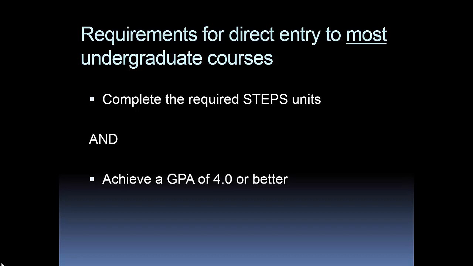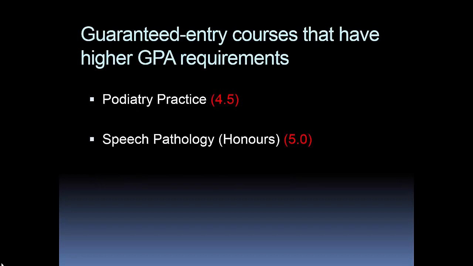Now, the requirements for direct entry to most undergraduate courses is that you complete the required STEPS units and achieve a GPA of 4.0 or better. So that's a pass average or better. Now, there are a couple of guaranteed entry courses that have higher GPA requirements. So podiatry practice and speech pathology honours have slightly higher GPA requirements. Now, I've got those in red there because they are subject to change, but that's what they are at the moment.